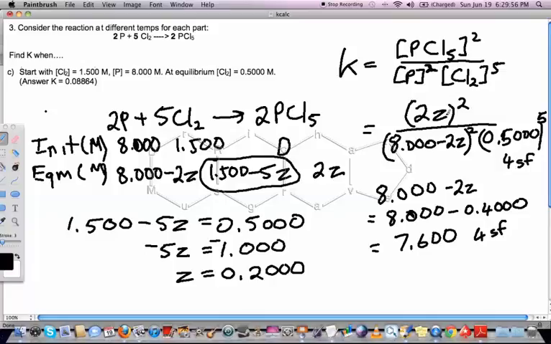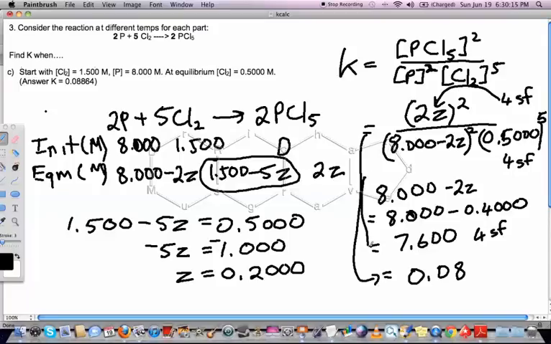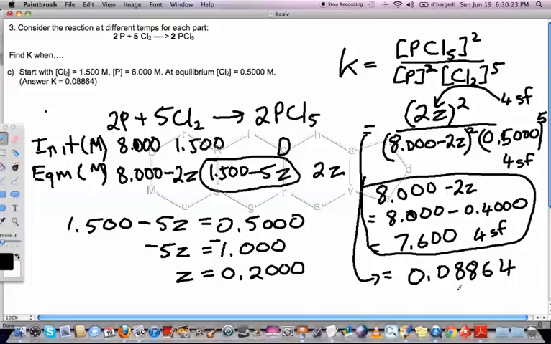And up here we've got 2z squared. That's definitely going to be 4 sig figs as well, because there's no addition or subtraction going on there. So any answer we come up with is also going to have 4 significant figures, and our answer is going to come out to be 0.08864. And there's our final answer right there.